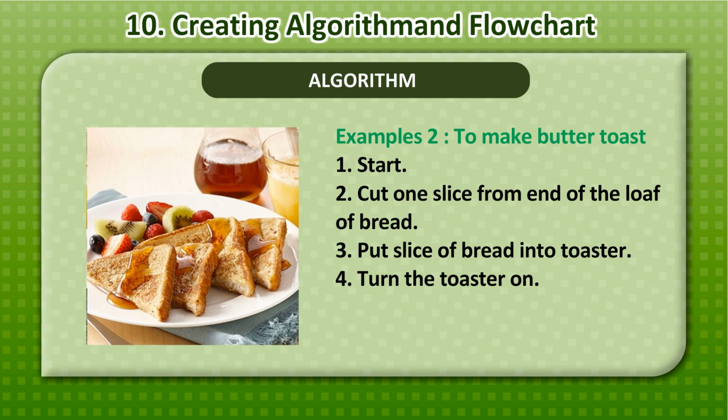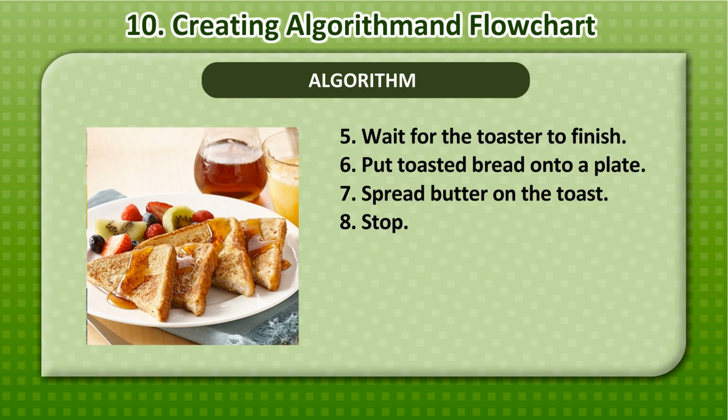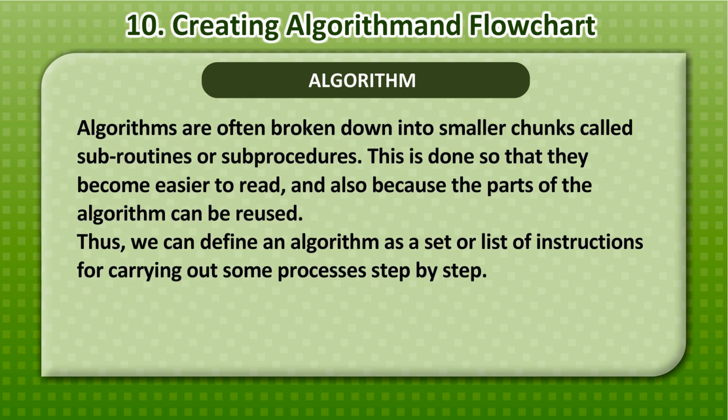Example 2. To make butter toast. 1. Start. 2. Cut one slice from the end of the loaf of bread. 3. Put the slice of bread into the toaster. 4. Turn the toaster on. 5. Wait for the toaster to finish. 6. Put the toasted bread onto a plate. 7. Spread butter on the toast. 8. Stop.